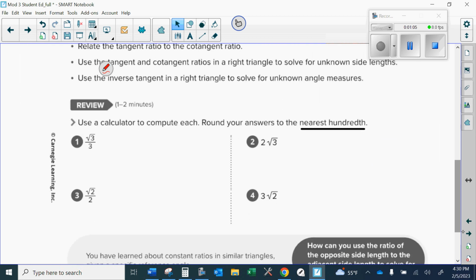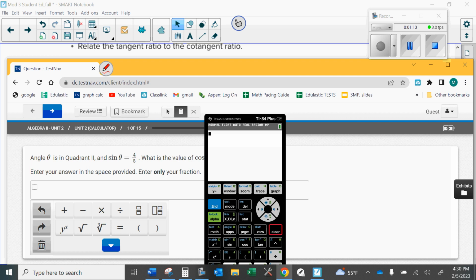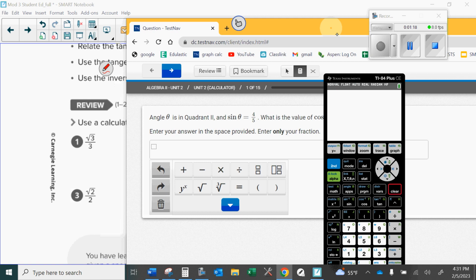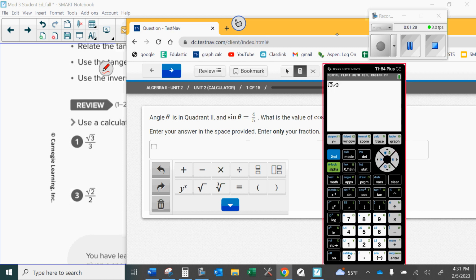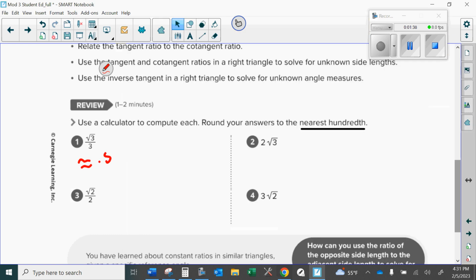It's having you put these on a calculator, so make sure you can put them in the calculator. If I bring up the graphing calculator, okay, let's see if I can move this to the side so we can still see that right there. Like that. And so I have the square root of 3. I hit the right arrow to get out of that, divided by 3, and hit enter. And there you go, 0.57. It says round to the nearest hundredth. In other directions, 0.58. Okay, notice right there it says nearest hundredth.